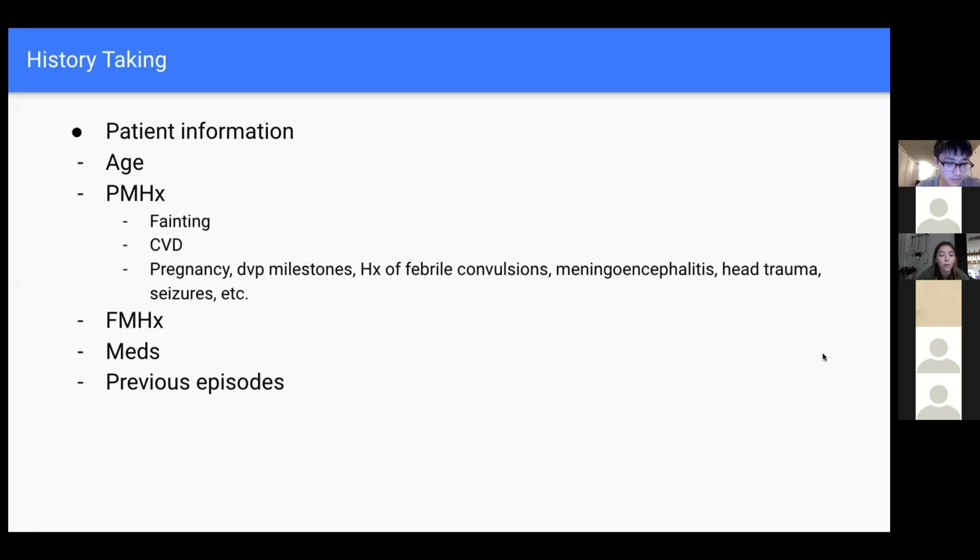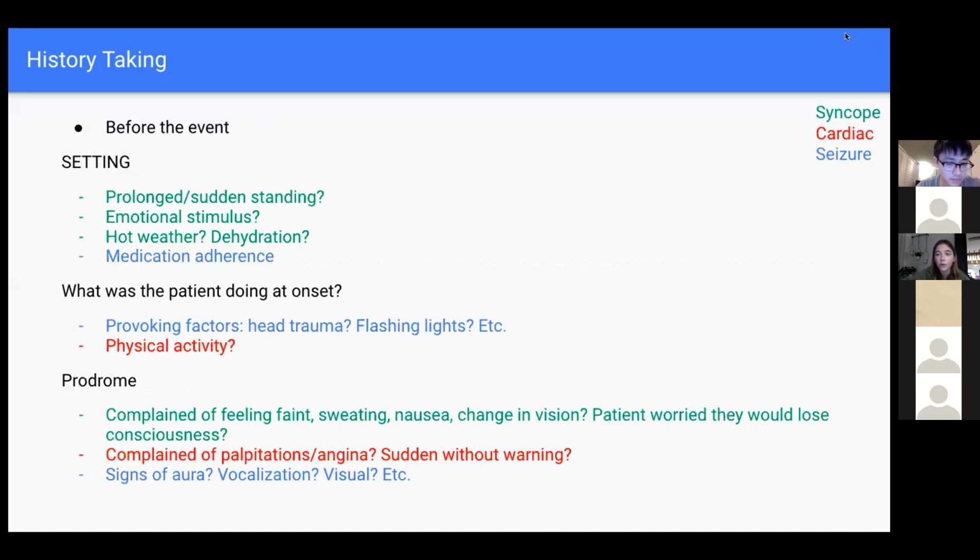And also kind of inquiring about family history for similar events. Also what medications they're on, and if there have been previous episodes of loss of consciousness, and kind of inquiring about those. So going into before the event, I've kind of labeled things depending on if it would be more indicative of a syncope, cardiac event, or a seizure. By the way, cardiac event is technically part of syncope, but we were taught to think of it as a separate category just because it's so important to detect.